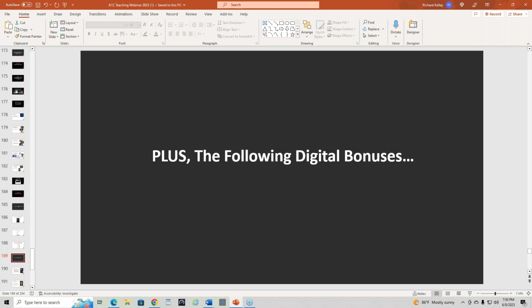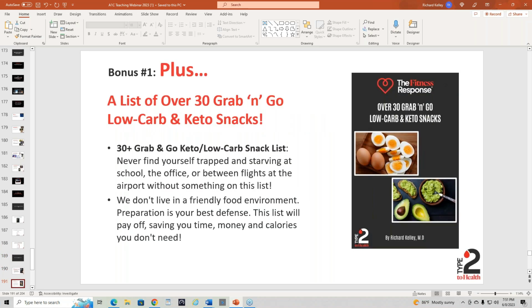So you're also going to have these digital bonuses. You're going to get a list of over 30 grab and go low carb keto snacks. Now, these are things that can keep you out of trouble if you're trapped and starving at school or at the airport, rather than just grabbing one of those big carby sandwiches at the airport. If you're prepared, these things can help you stay on course and make sure you're heading in the right direction. And these are things that we always have around the house, but most of them are inexpensive ways that you can be prepared so that you don't get sabotaged at times when you find yourself really hungry.